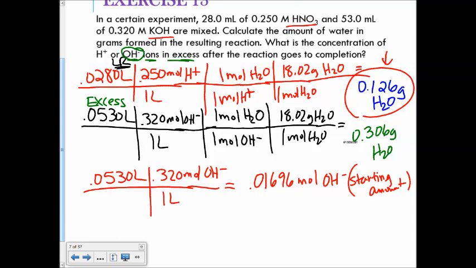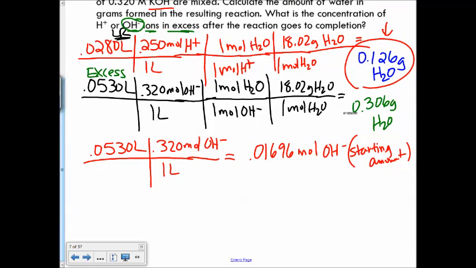Correct, I can figure out from how much was produced here. I can start working that towards my hydroxide, and that'll tell me how much of the hydroxide was used in the water. Correct. Good thinking there. So let's do that.